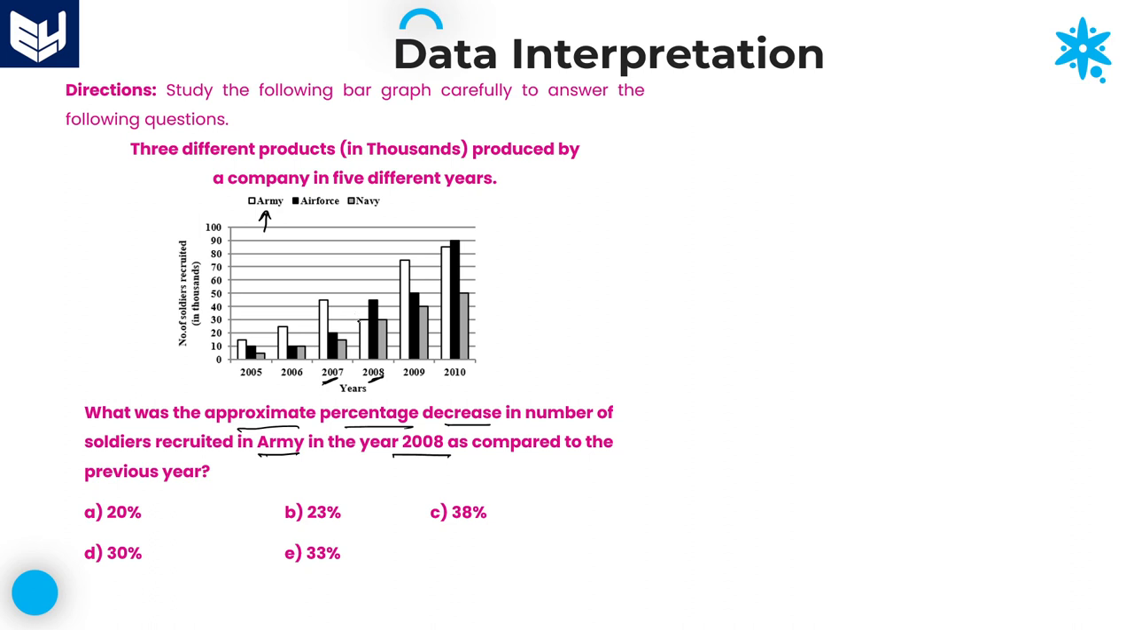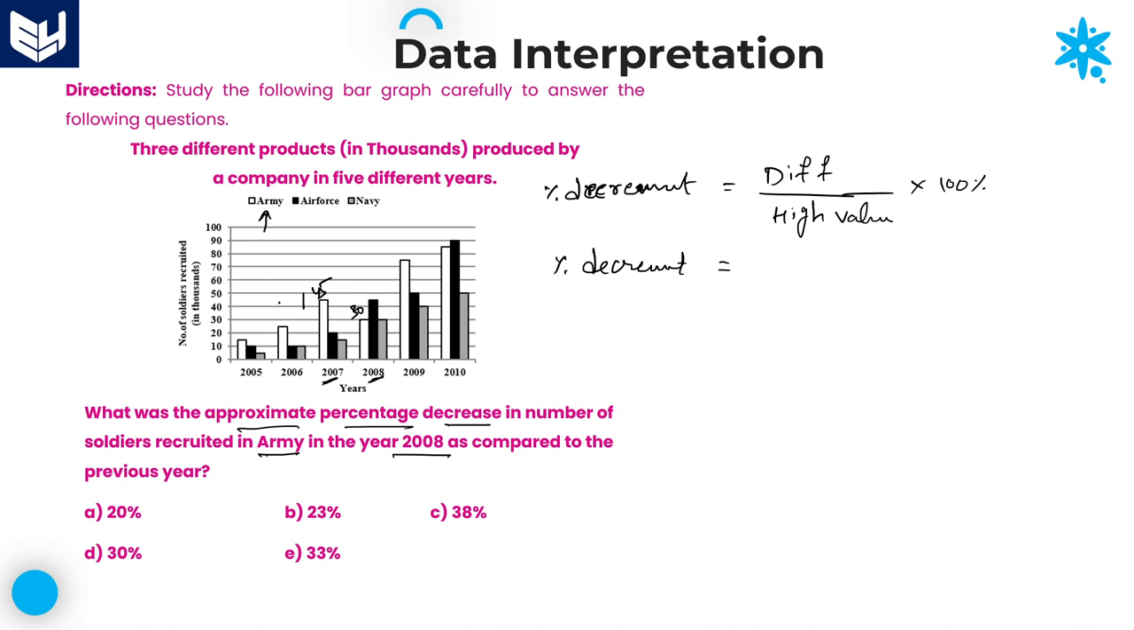Here in 2008 the bar line is 30, whereas in 2007 the value is in between these two values, 40 and 50, which is 45. Now it is very easy to calculate the percentage decrement. How can we calculate percentage decrement? Percentage decrement is the difference between those two values divided by the higher value, into 100. Here one value is 45, one value is 30. So 45 minus 30 divided by the highest value, that is 45 again, into 100%.